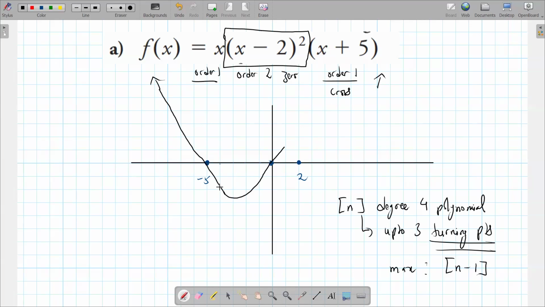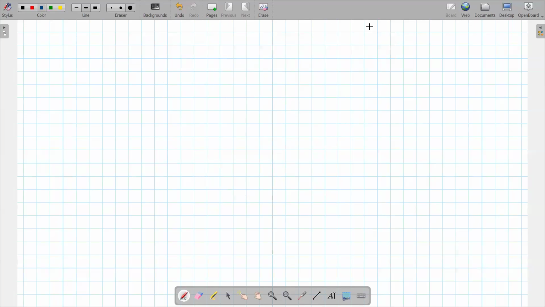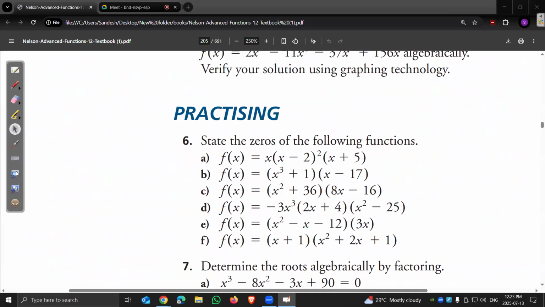For order 2 zeros, they're always turning points in and of themselves. So here, what's going to happen is that it has to come back down to this 0. But at this 0, we have a turning point. And there you go. You're done. Easy peasy. All of these are the same. Once you can do one, you can do all of them.